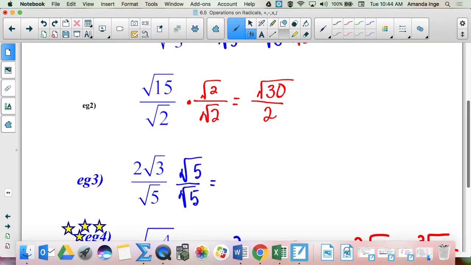So here we multiply by the square root of 5 over the square root of 5 and get 2 square roots of 15 over 5.